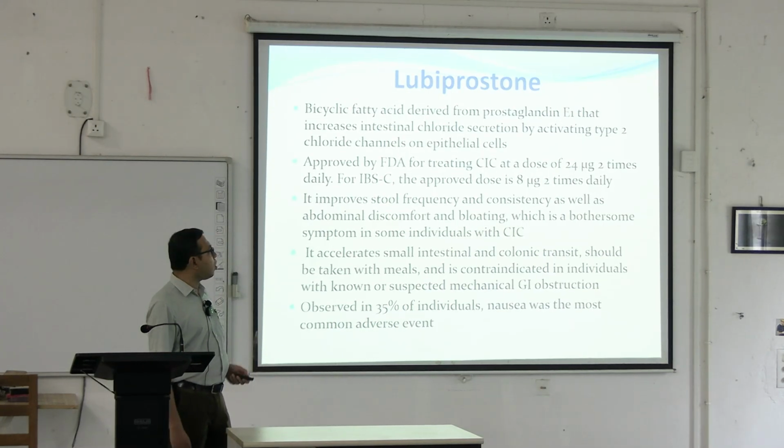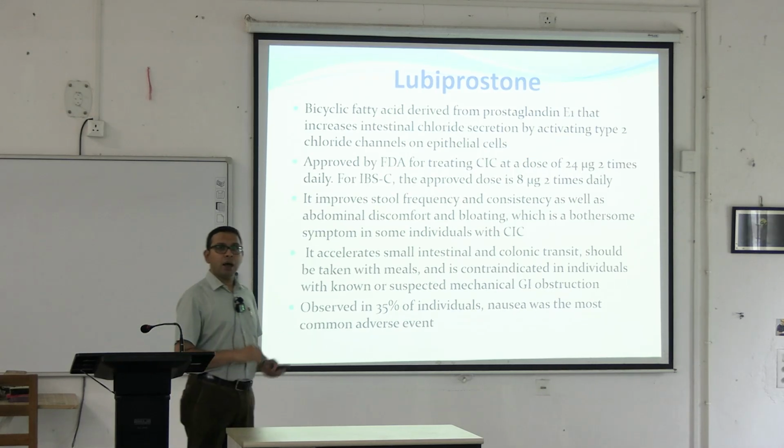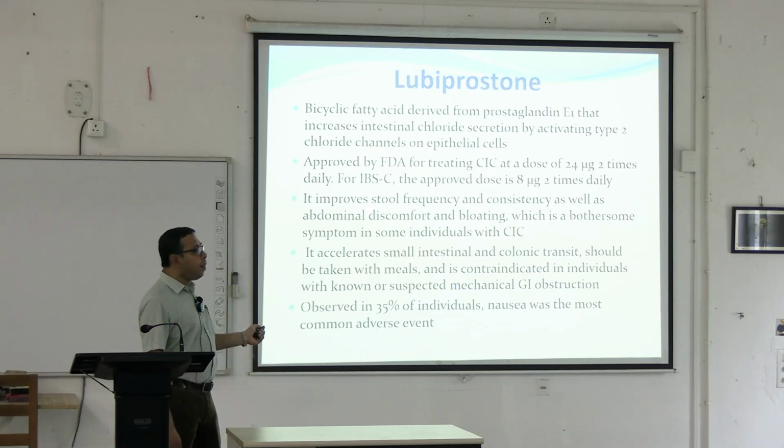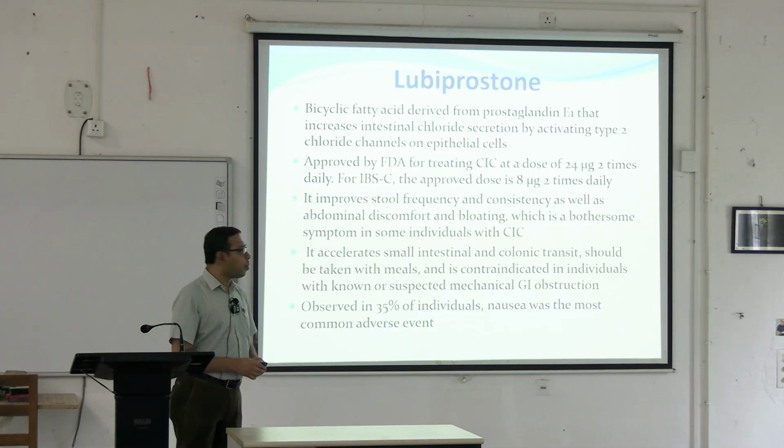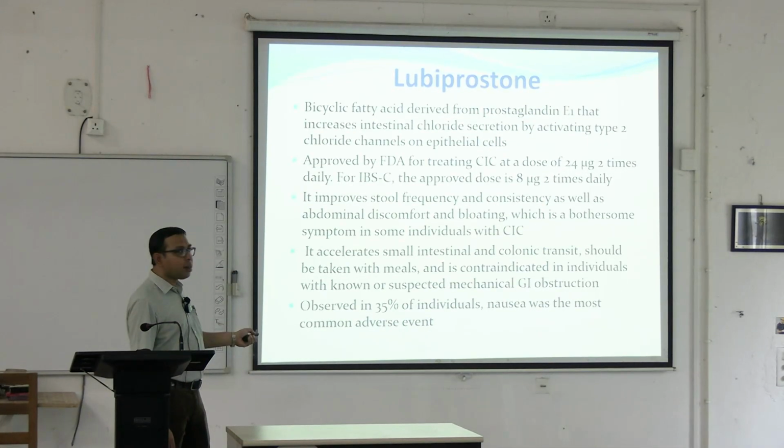This is approved for treating chronic idiopathic constipation as well as irritable bowel syndrome with constipation, at a dose of 24 microgram 2 times daily, or 8 microgram 2 times daily in case of irritable bowel syndrome. It improves stool frequency and consistency as well as abdominal discomfort and bloating, which is a bothersome symptom in chronic idiopathic constipation. So ultimately it accelerates small intestinal and colonic transit. It can be taken with meals.